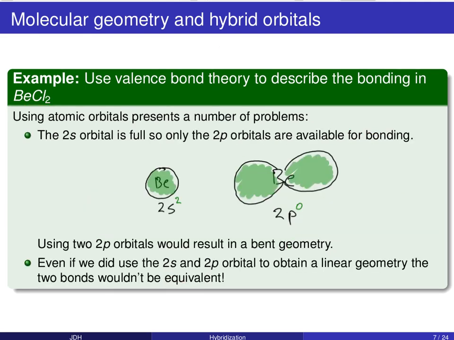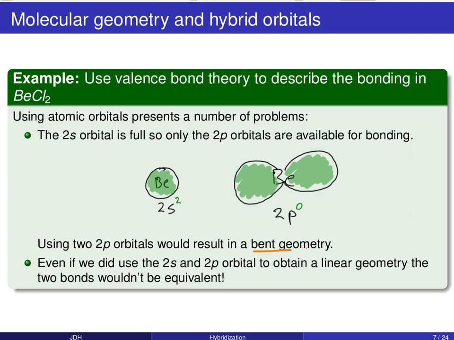Now you can see right off the bat, this just gives us a whole slew of different problems. First of all, there isn't a half-filled orbital. So you're left with all these different options. Well, okay, if I want to make an overlap between half-filled orbitals, do I use p orbitals? Well, if you use p orbitals, you'd be getting this bent geometry. You wouldn't be getting a linear geometry.